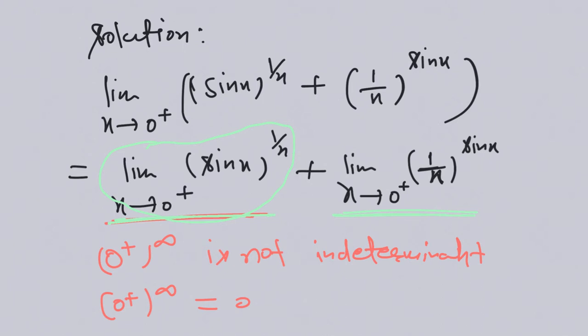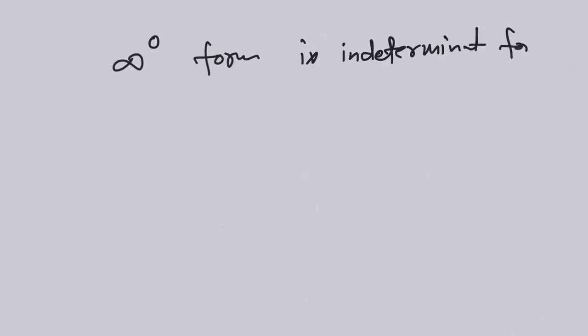So we have to neglect the first part because it converts to 0, and we have to solve only the second part, that is, the limit as x approaches 0 plus of (1/x) to the power sin x. You can see this is the infinity to the power 0 form, which is an indeterminate form here.